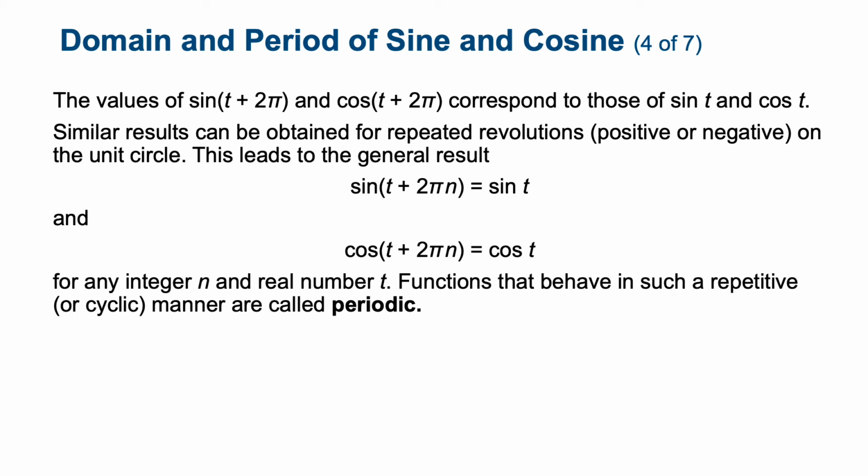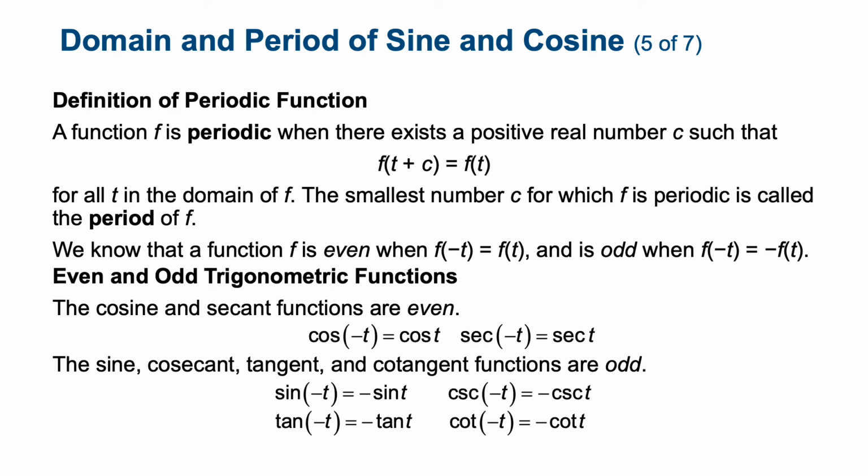This is called a periodic function. Okay, so what does a periodic function mean? That means that there exists some number c that when I add it to the input, I get back the same y. And the smallest number for which f is periodic is called the period.